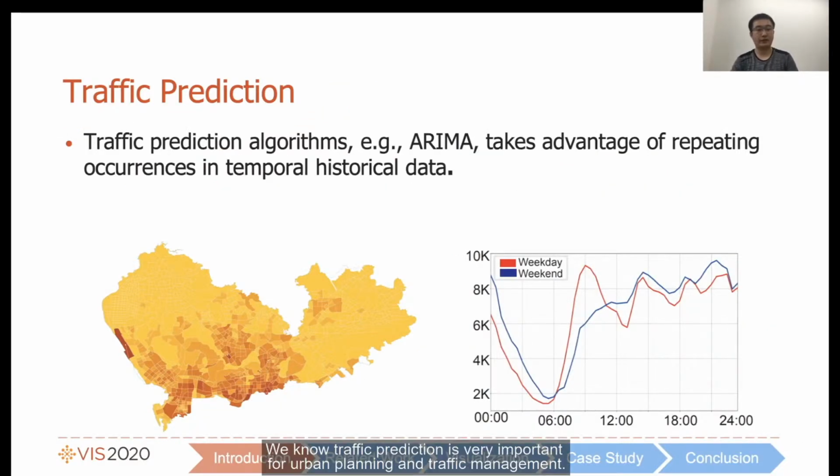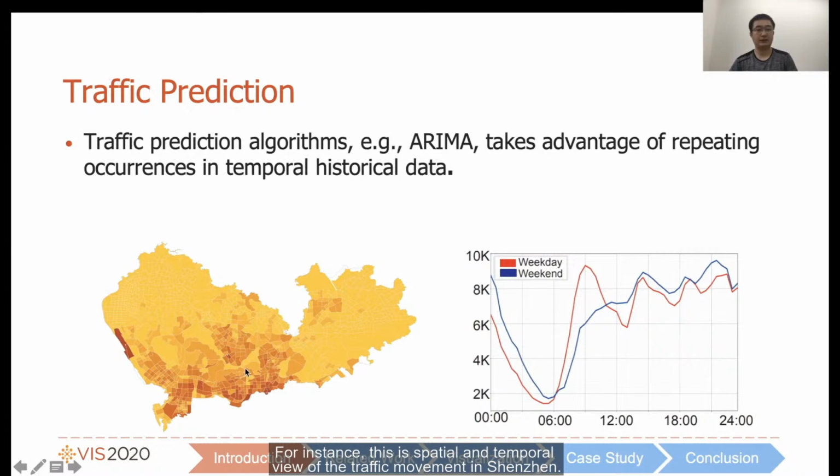We know traffic prediction is very important for urban planning and traffic management. Existing algorithms such as ARIMA take advantage of repeating occurrences in temporal historical data. For instance, this is a spatial and temporal view of the traffic movement in Shenzhen. We can see the area of the airport and the south part of Shenzhen have more traffic movement, and we can also see peak and non-peak hours in both weekdays and weekends. These temporal patterns repeat every week.